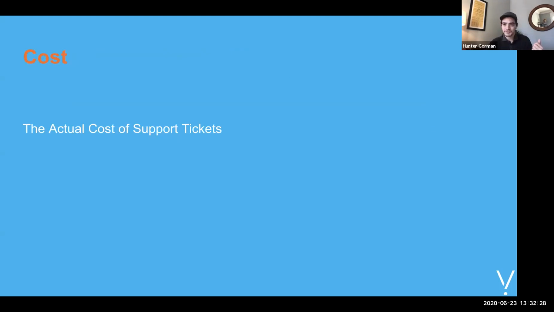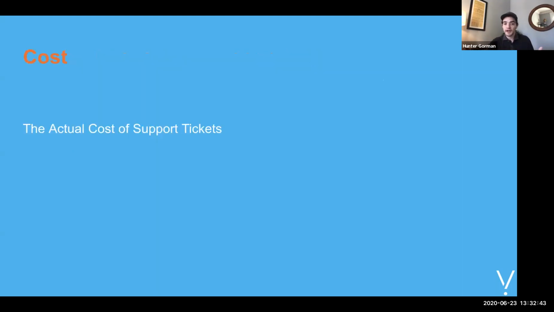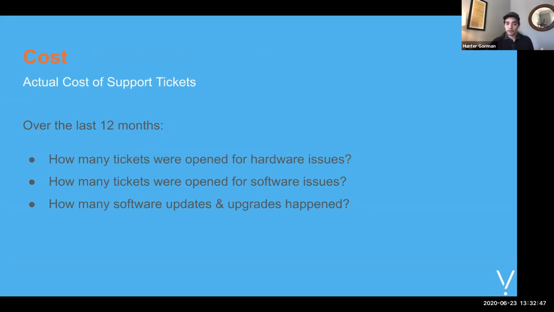This is also shamelessly pulled from our very own Gannon Boyd. But when you start to look at costs like this, $93.50 for 5 years of support for a single switch, when you zoom out and consider your entire IT estate, you're spending a lot of money on support. So what we're going to look at here is a 12-month term, and we're going to ask 3 questions.